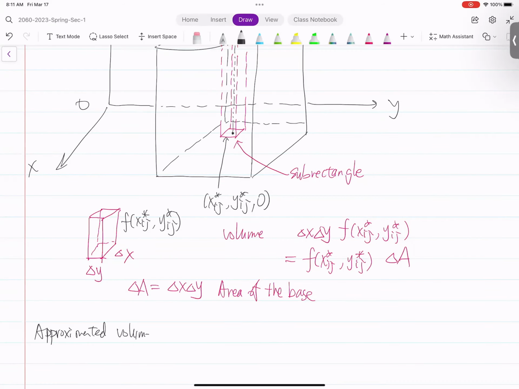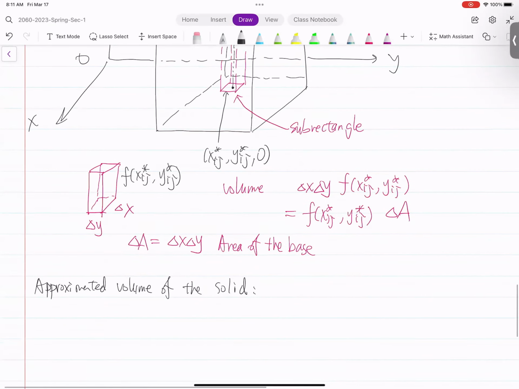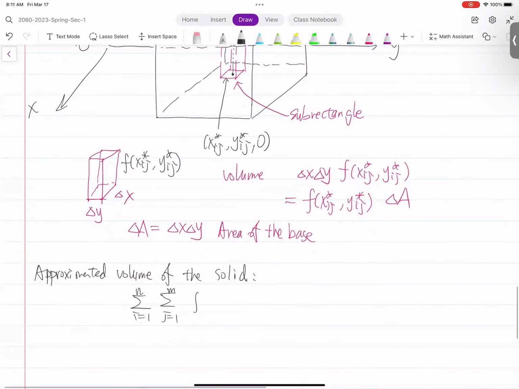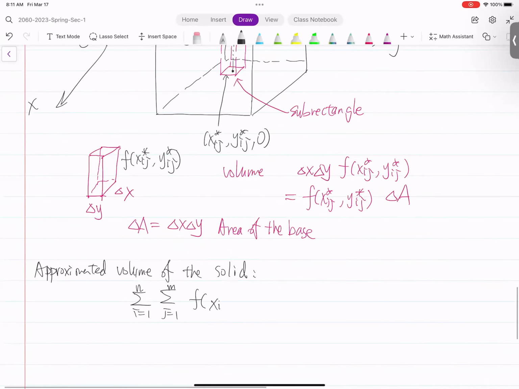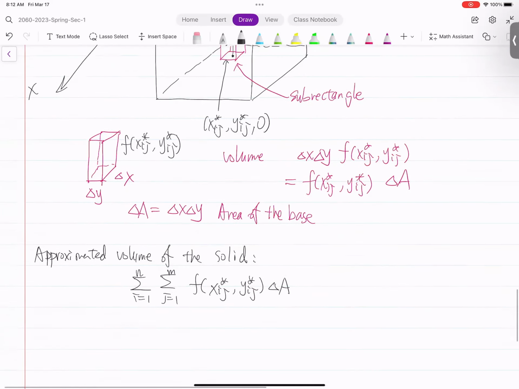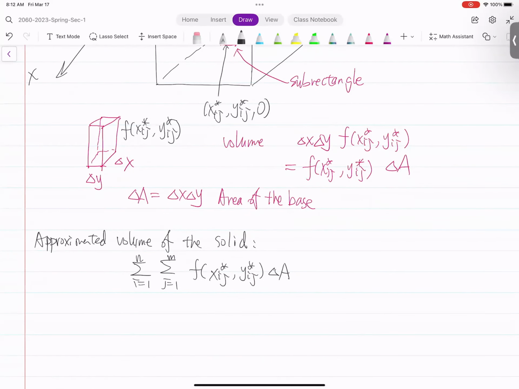volume of the solid is going to be the summation of all n times m of those. And here we have i going from 1 to m and j going from 1 to n. Here is going to be the height times the base, the area of the base. And you see, this is actually a double summation. So we're going to sum up every row, and then we're going to sum up every column.